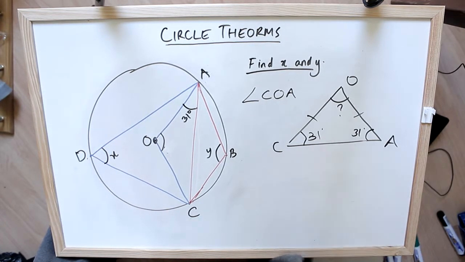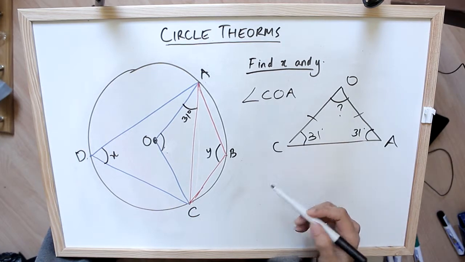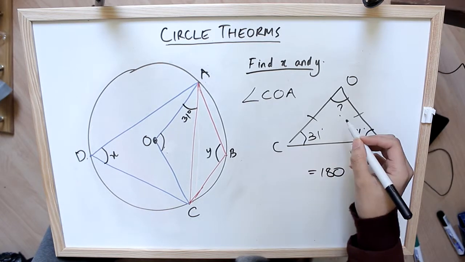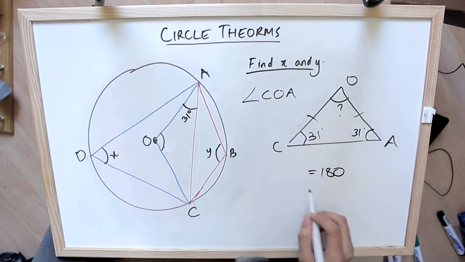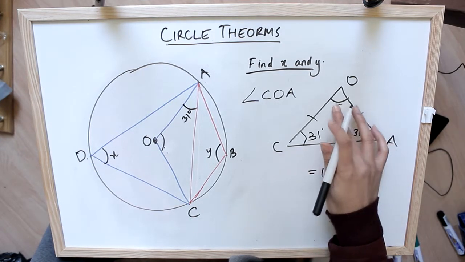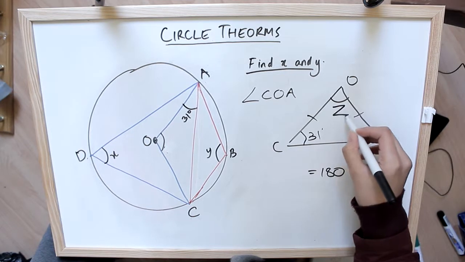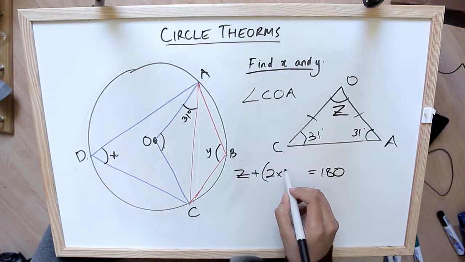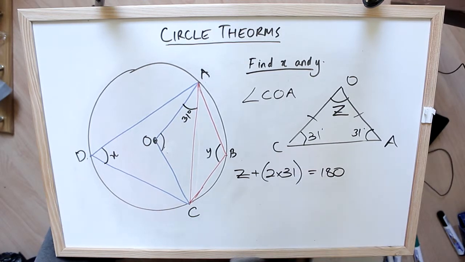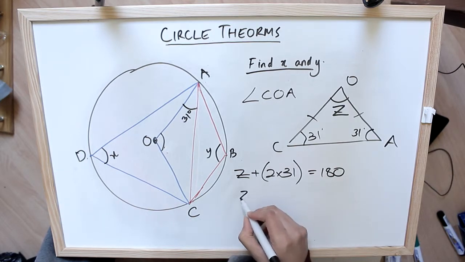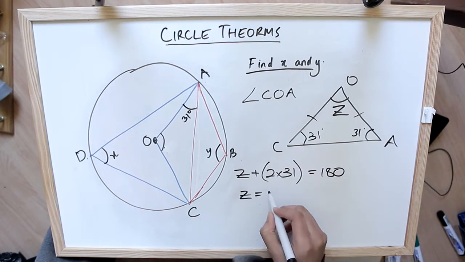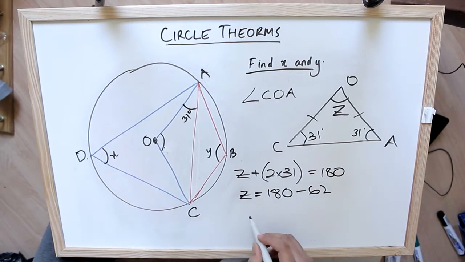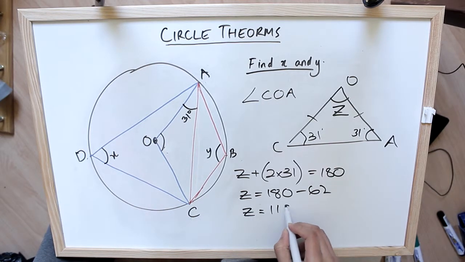Now we can work out this mystery angle. All angles of a triangle need to add up to 180. This means that these three angles need to add up to 180. So let's denote our mystery angle as Z. Z add 2 times 31 will equal 180. If we rearrange this, Z equals 180 minus 62. Z equals 118.